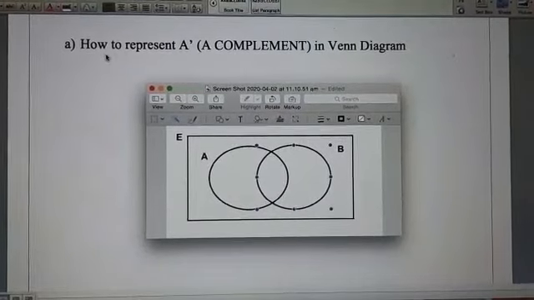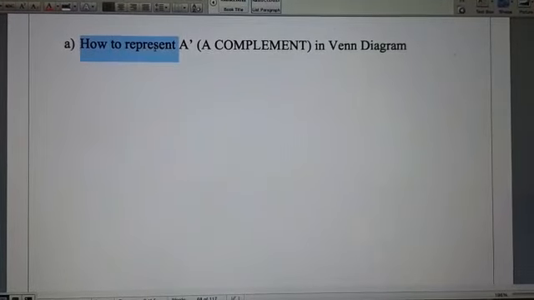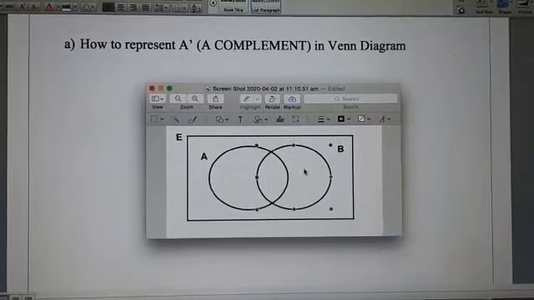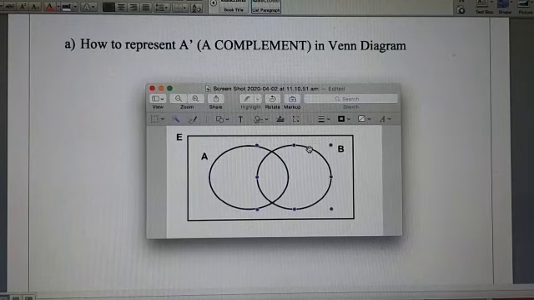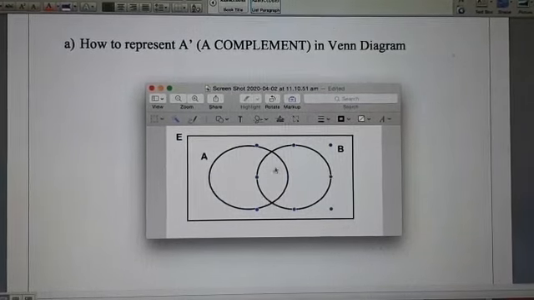Now the next one is how to represent or how to shade A prime, which is a complement, in a Venn diagram. This is a Venn diagram. Here we have a rectangle which represents the universal set. Then we have a circle A that represents a subset, and a circle B representing a subset B. This is the case when A and B are overlapping. This is their common part.